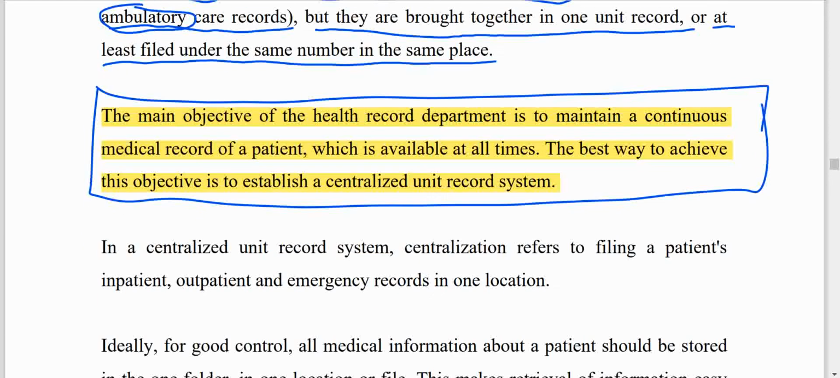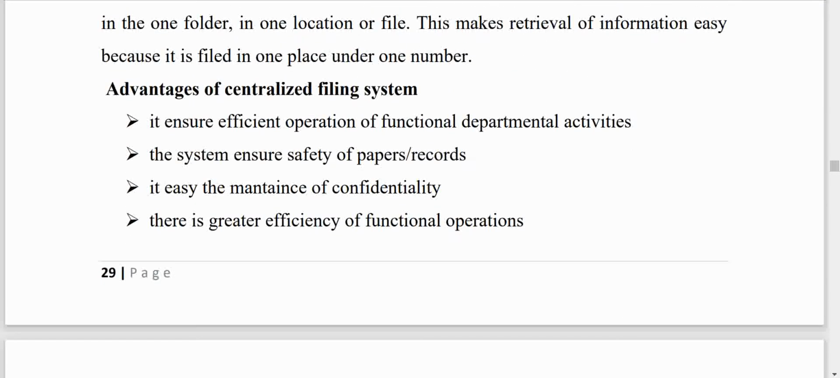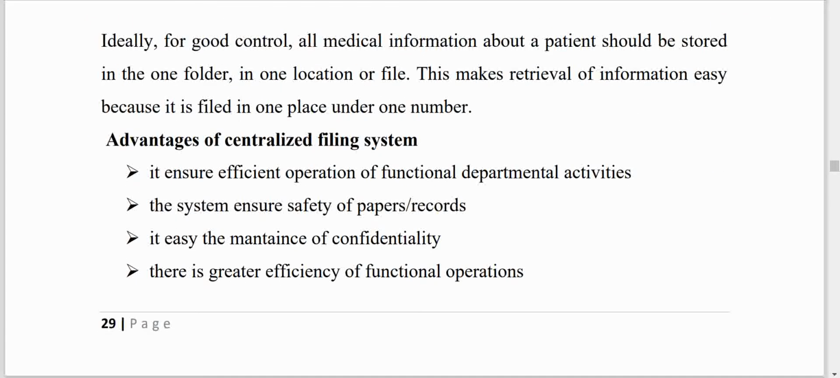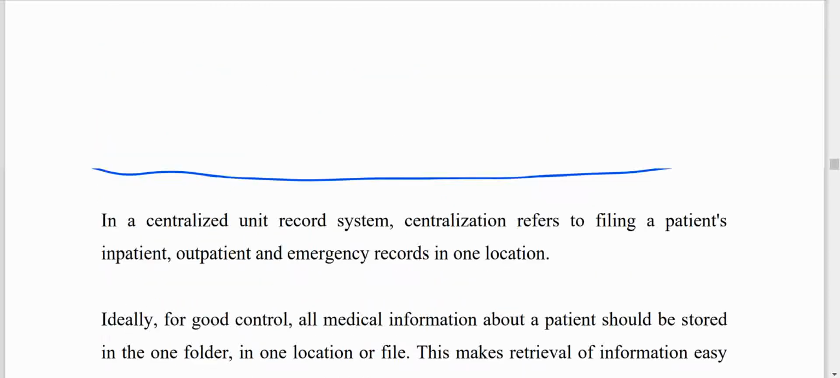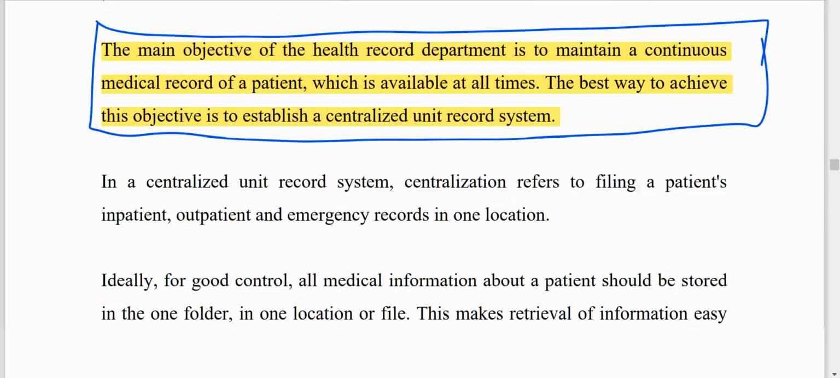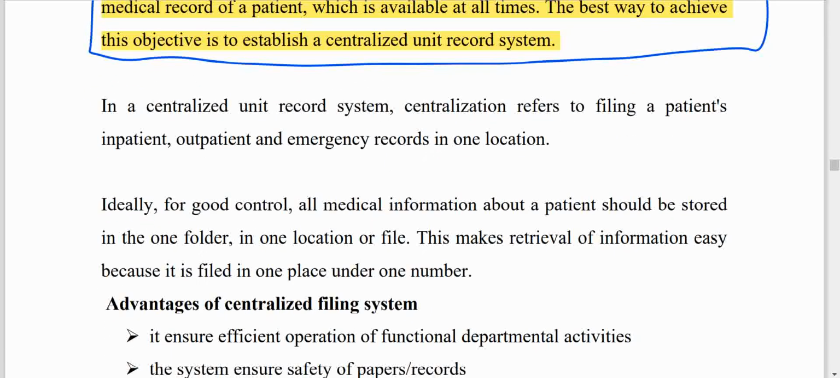All right. So in a centralized unit record system, some of the people may be asking, but we have different types of numbers. So if I'm to centralize my records, which types of numbers should I use?